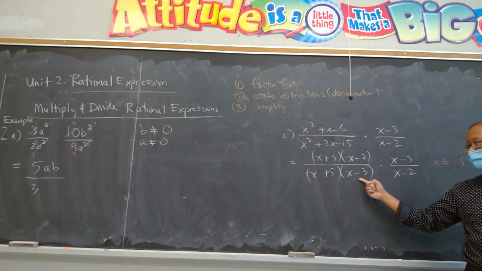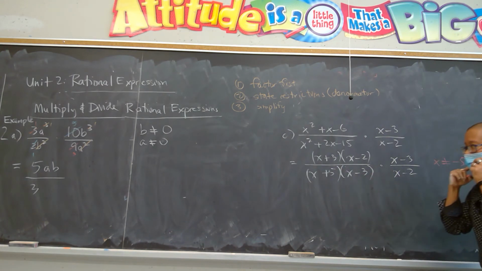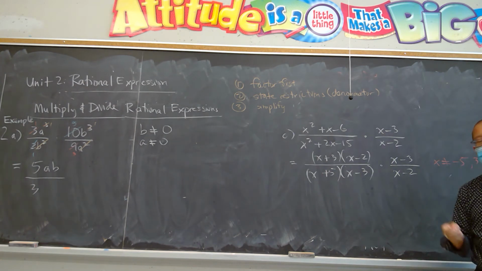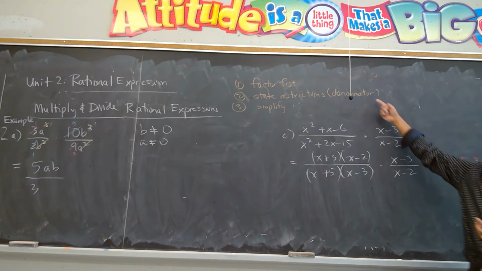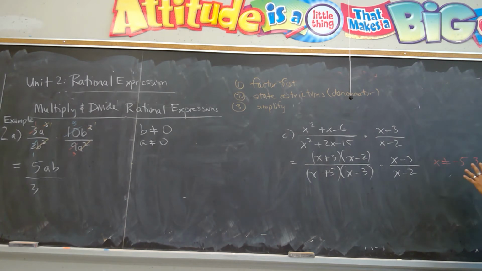Beautifully done. No, she didn't stop there, ladies and gentlemen. At home, she didn't stop. She looked at all three of these denominators. Nice, way to go. So that's what you do, right? State the restriction. I always recommend that you do that right beside.